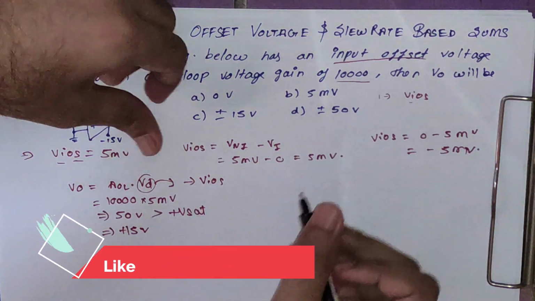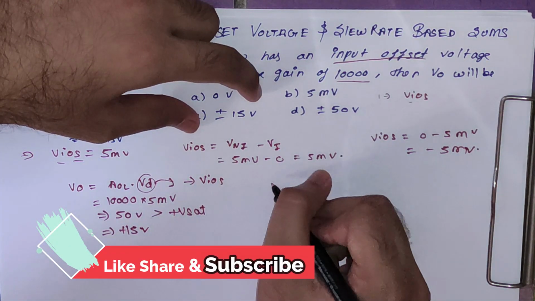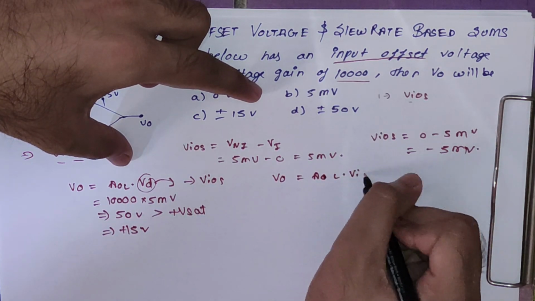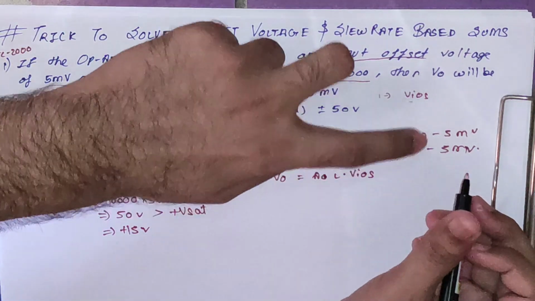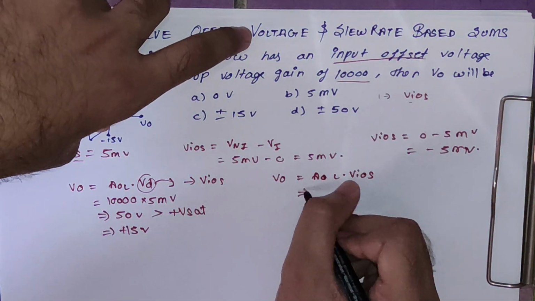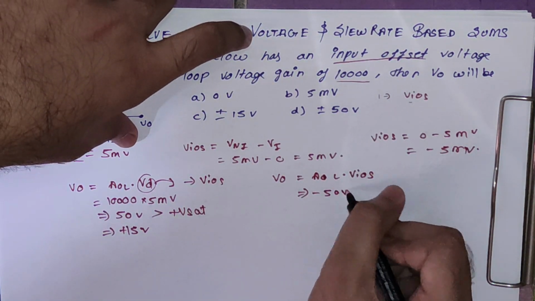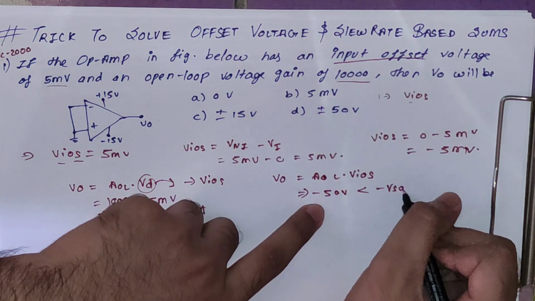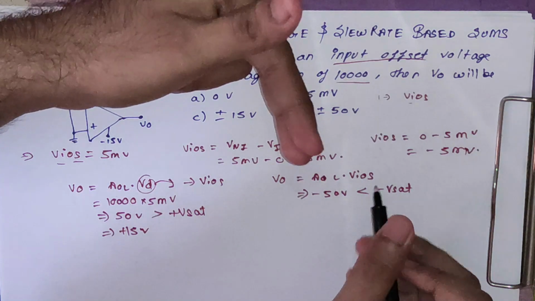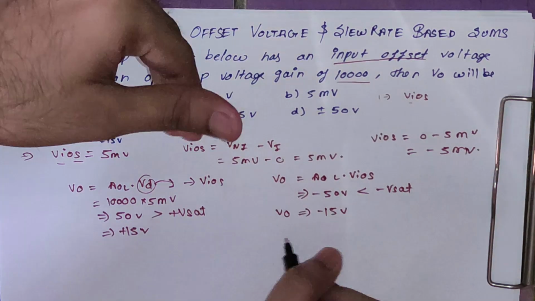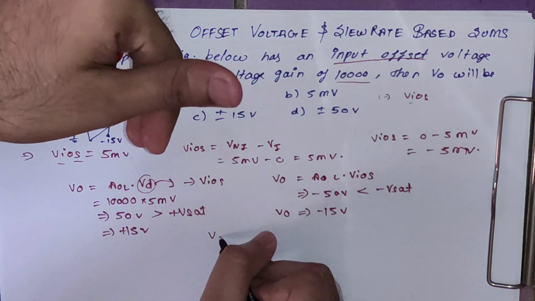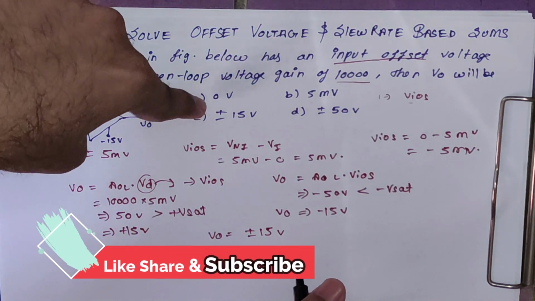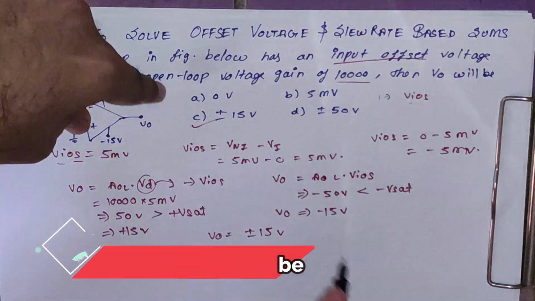For the second condition we use the same thing, VO equals AOL into VIOS, but this time we consider VIOS as minus 5 millivolt, so we get minus 50 volt. Here also you can see this minus 50 volt is less than minus Vsat, so the op-amp can drive up to minus 15 volt. So from both conditions we can say VO will be plus minus 15 volt. From the options, you can see C is the correct option.